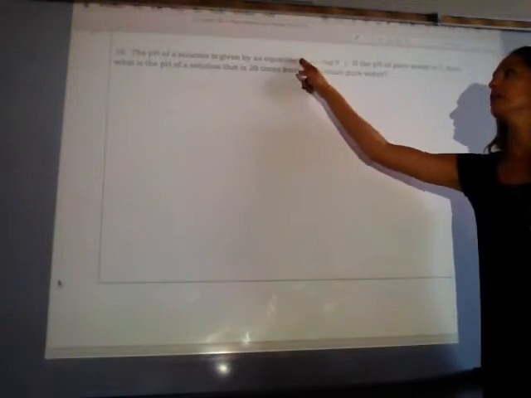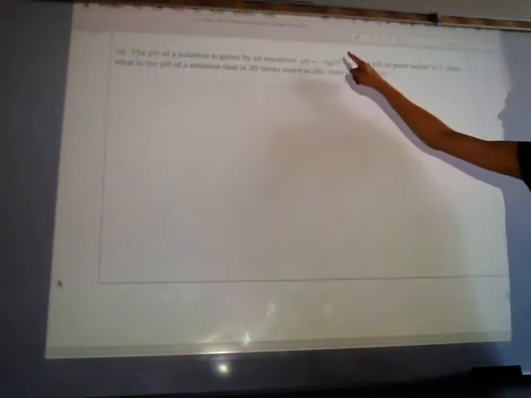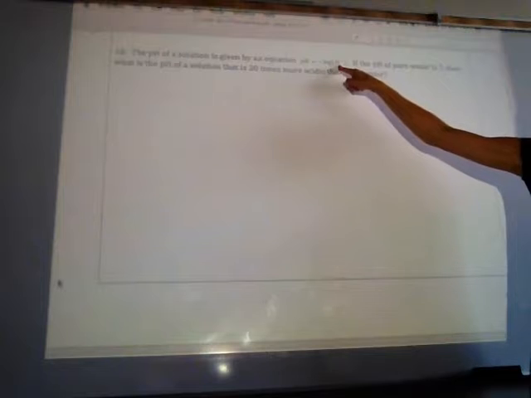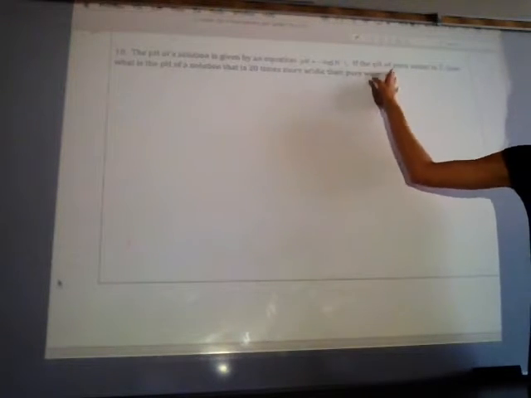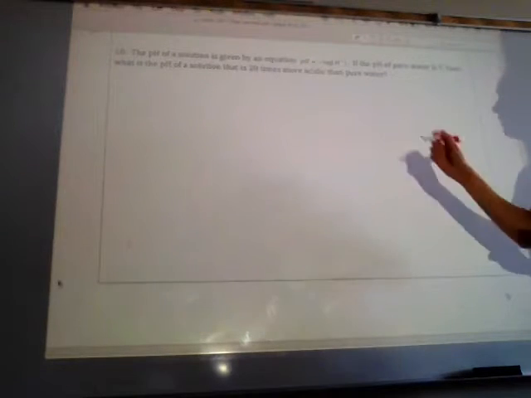If the pH of pure water is 7, then what is the pH of a solution that is 20 times more acidic than pure water? Just so you guys know, this formula can be useful only if they're asking about the hydrogen ion concentration. In this question, they're asking nothing about the hydrogen ion concentration, so we don't even need that formula. It's just information, okay? Bonus information.